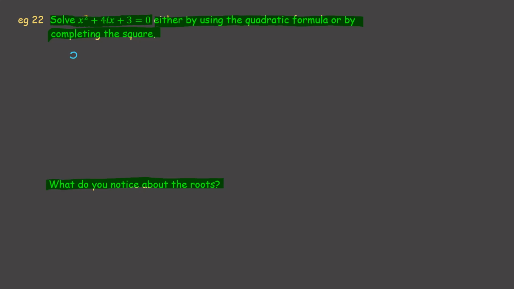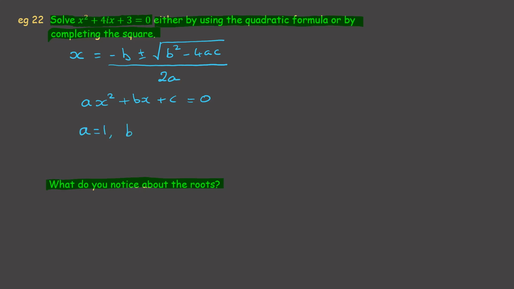So the quadratic formula is that x is equal to negative b plus or minus the square root of b squared minus 4ac, all divided by 2a, which relates to the general quadratic equation ax squared plus bx plus c is equal to 0. Comparing coefficients here, a is equal to 1, b is equal to 4i, and c is equal to 3.